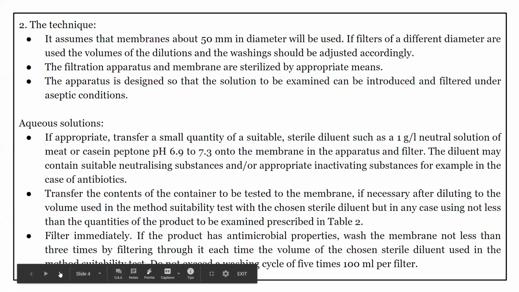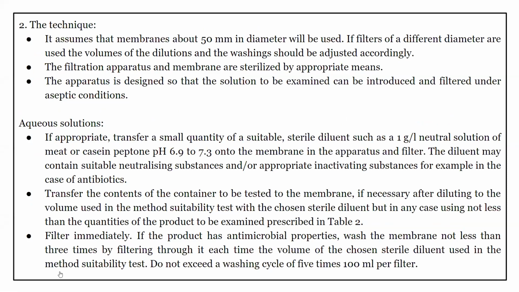Next is the process itself. It assumes that membranes about 50 millimeter in diameter will be used generally. If membranes of different sizes are to be used, then the volume of dilution and washing should be adjusted accordingly. This must be tested in the suitability test that we have already studied in the previous lecture. The filtration apparatus and membrane are sterilized by appropriate methods before utilizing in the sterility test. And the apparatus is designed so that the solution to be examined can be introduced and filtered under aseptic conditions. So whatever apparatus and membranes are used should be compatible with the aseptic conditions for the sterility test.